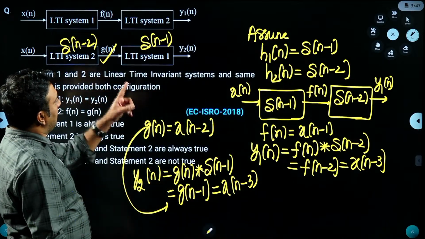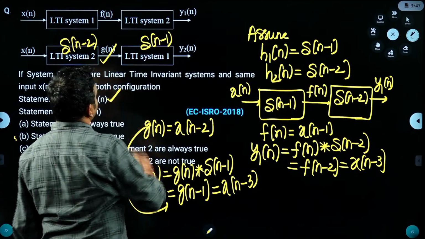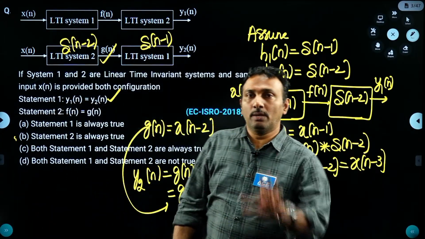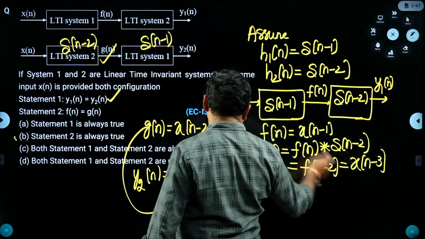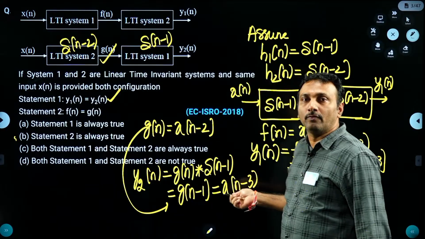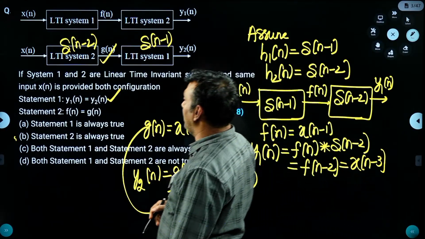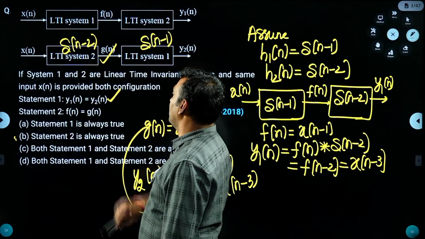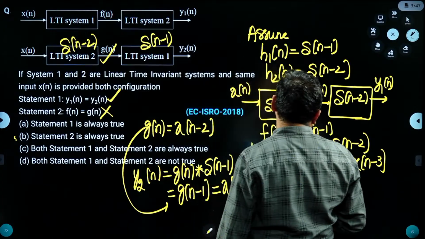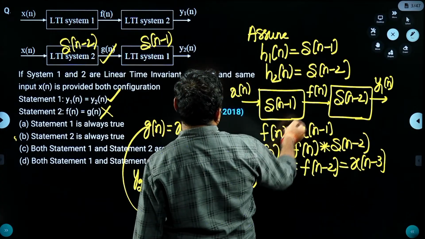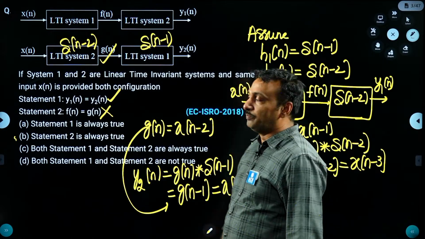So when you see, the final outputs are identical, not the middle outputs. y1 and y2 of n both are identical. Here we got y1 of n as x of n minus 3. Here we got y2 of n as x of n minus 3. Final outputs are identical. So statement 1 is always true, not the middle one. Because what is f of n? The result we have written is x of n minus 1, g of n is x of n minus 2.